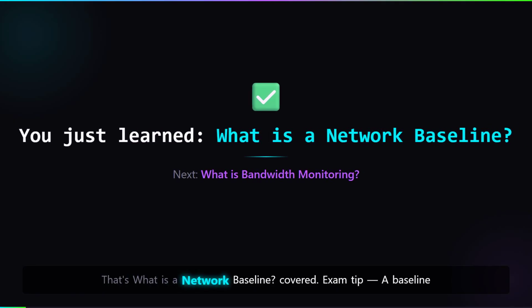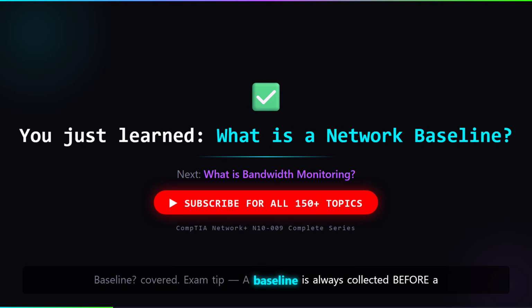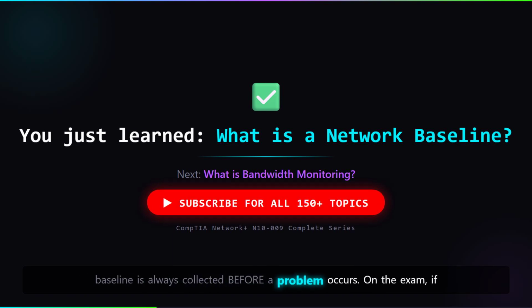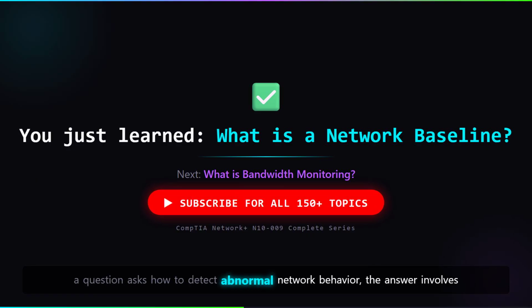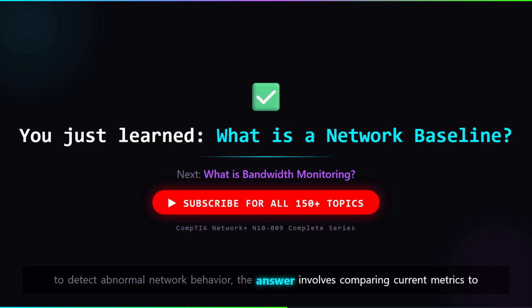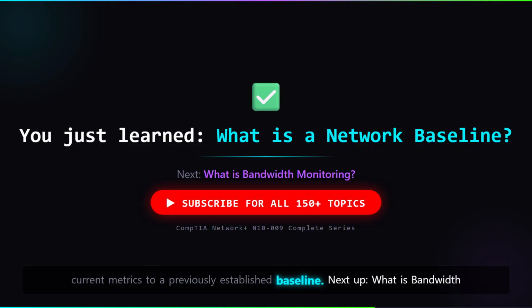That's what is a network baseline? Covered. Exam tip: a baseline is always collected before a problem occurs. On the exam, if a question asks how to detect abnormal network behavior, the answer involves comparing current metrics to a previously established baseline. Next up, what is bandwidth monitoring?